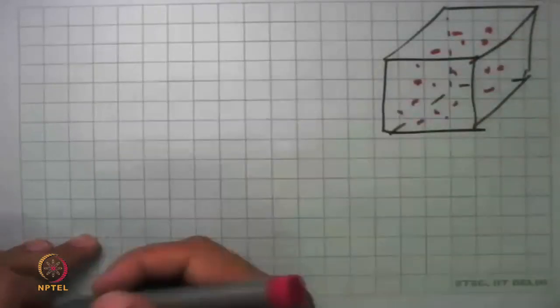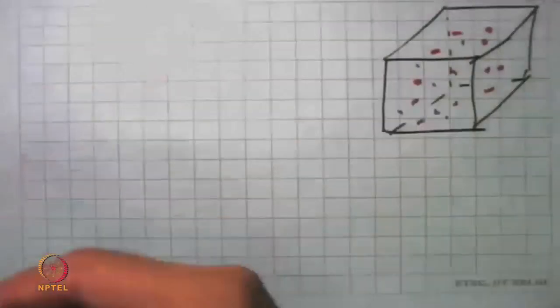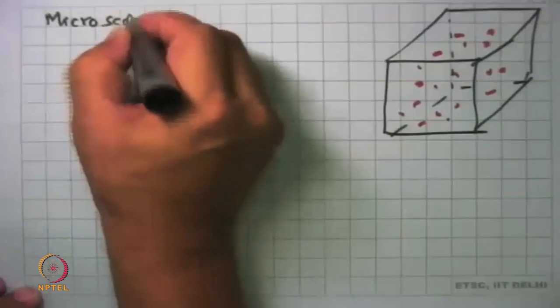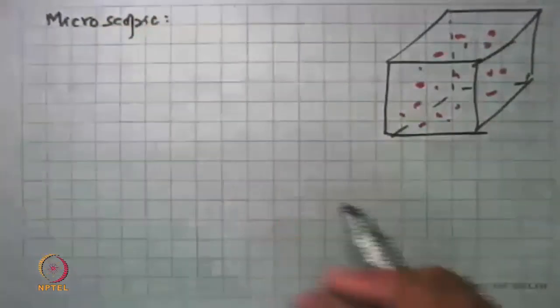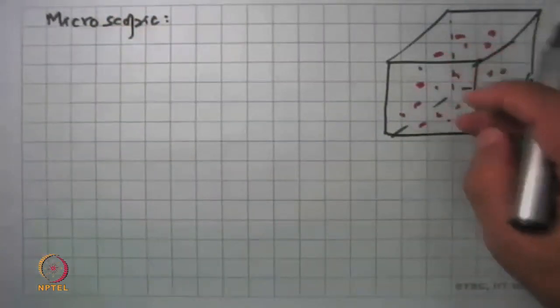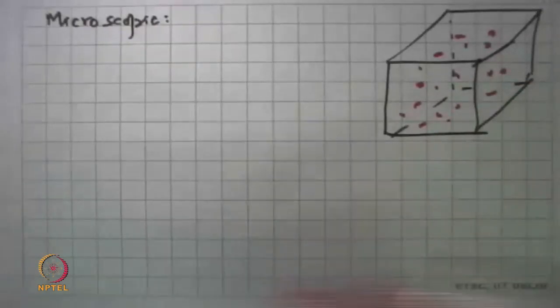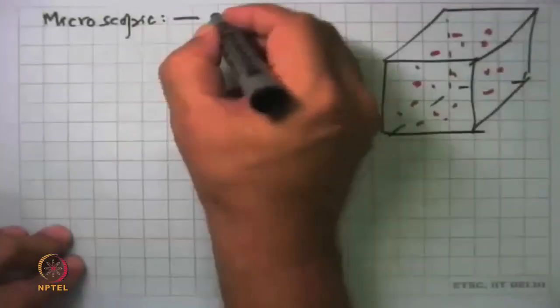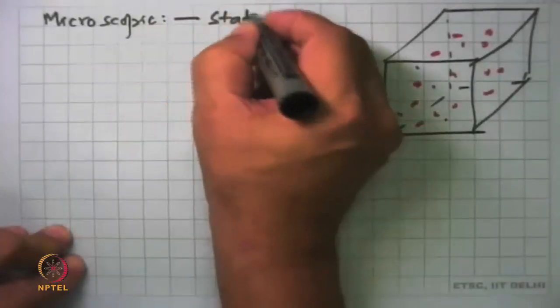What we will, if that is to be done and we want to characterize it, we have to go to the microscopic approach, where we start looking at each and every atom or each and every molecule in this, and then say, what is the property from there? And this is what we do in statistical thermodynamics.